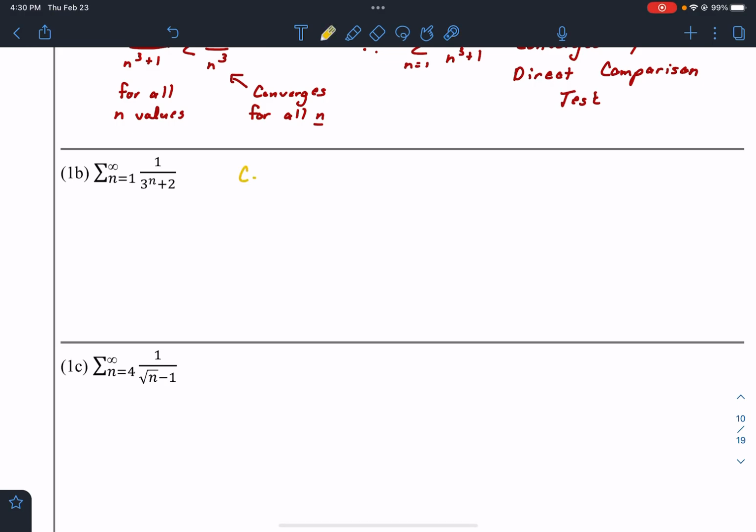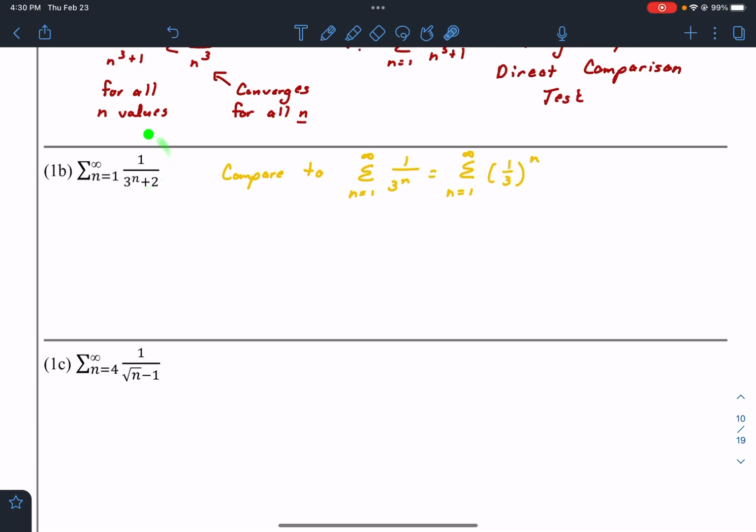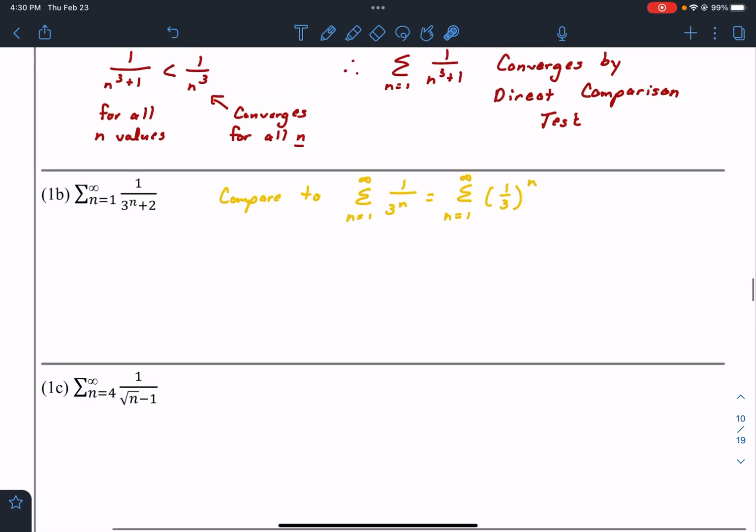So we're going to compare to this series, 1 over 3 to the n, which is the same, if you need to write it this way, as 1/3 to the n. Right? I cannot use geometric series for this. It looks really close, but it's not geometric because of the +2. But when I do the comparison, I'm going to be able to use geometric for that.